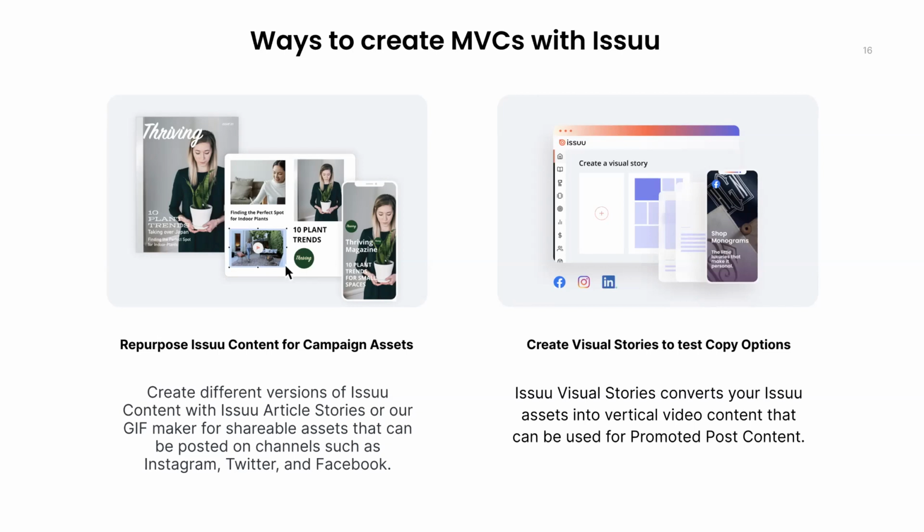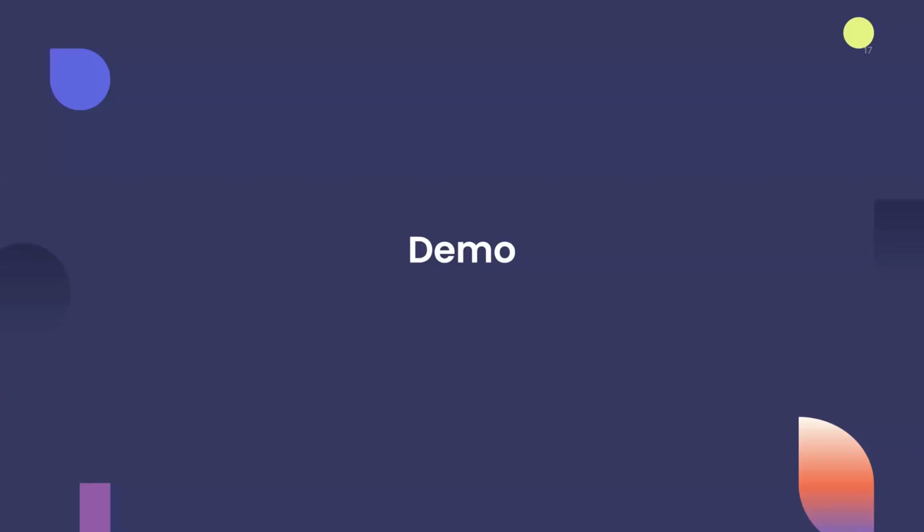And then more specifically, we have the visual stories tool, which is really great for testing out any copy options, especially. So with Issuu visual stories, you can convert your assets into kind of vertical video slideshow content that can then also be used for promoted posts, especially on Instagram stories or Facebook stories. And it's a great way to kind of test out different copy options as well for your campaigns. Which brings us to today's demo.